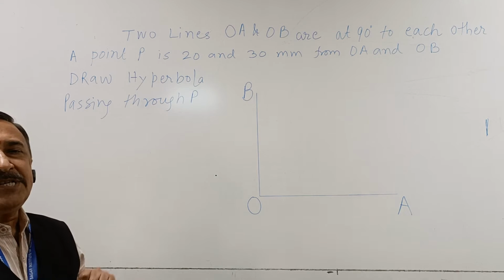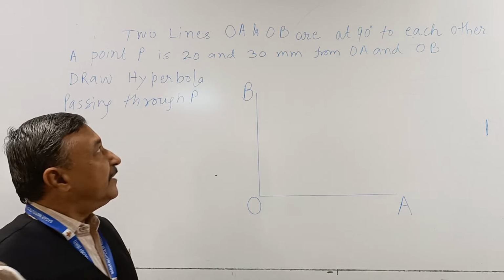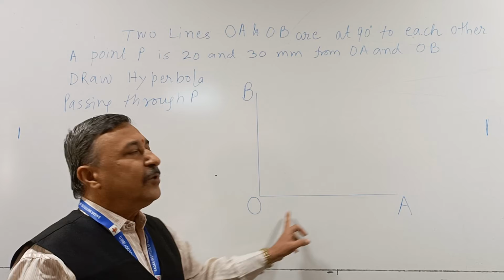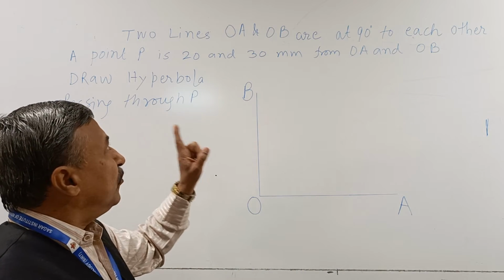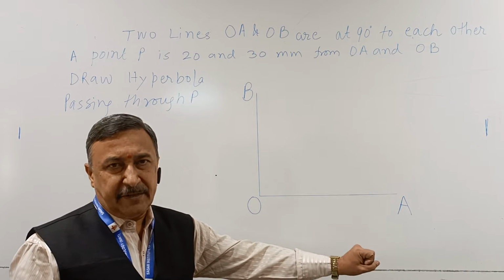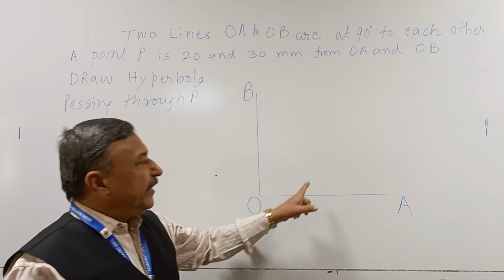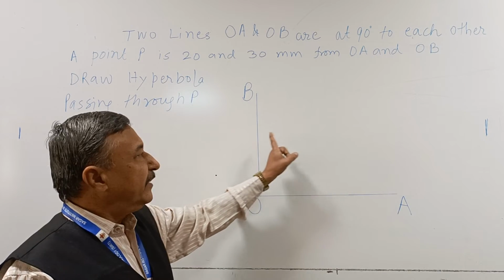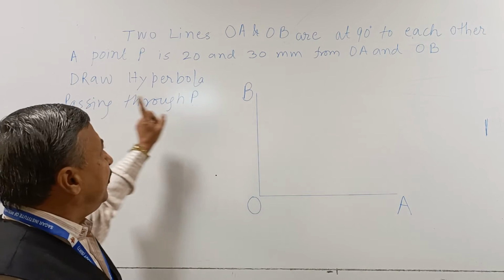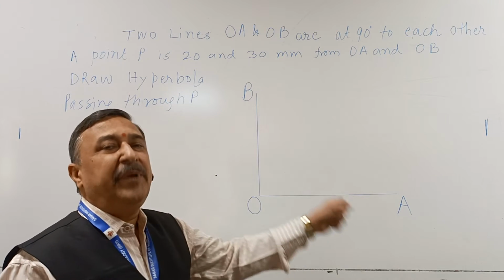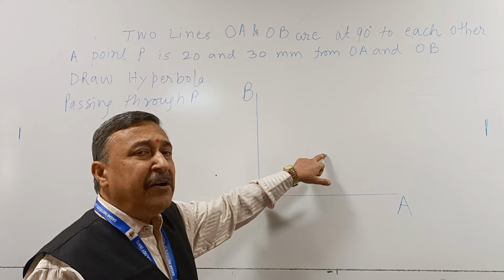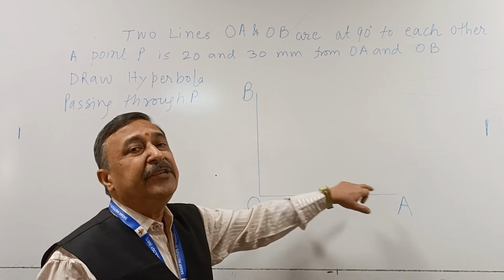Now see, this is the question given. Two lines OA and OB, which I have already drawn, are at 90 degrees to each other, or perpendicular to each other. And one point P is 20 mm and 30 mm from these lines. Now you have to draw a hyperbola passing through P. We have only one point, P, and we have to draw the hyperbola passing through this point.